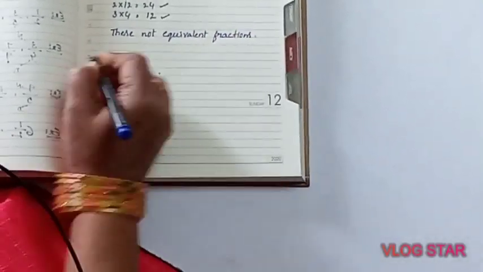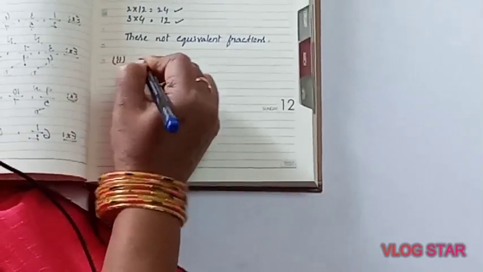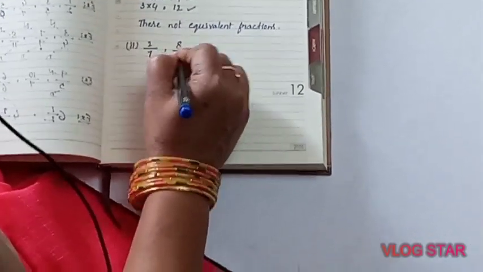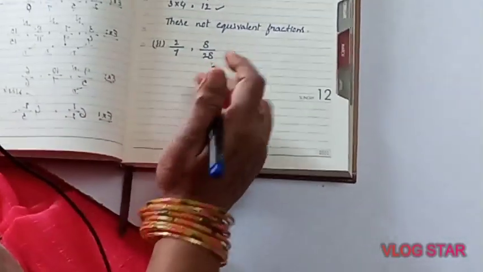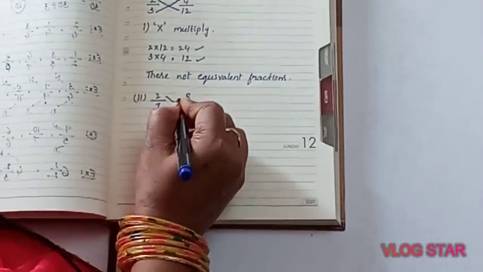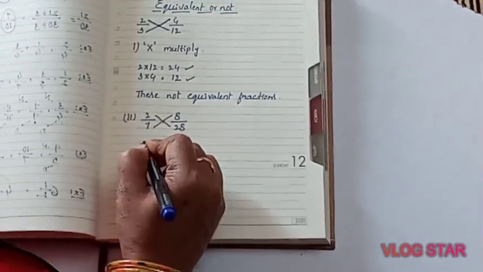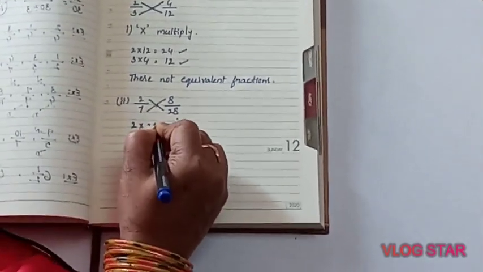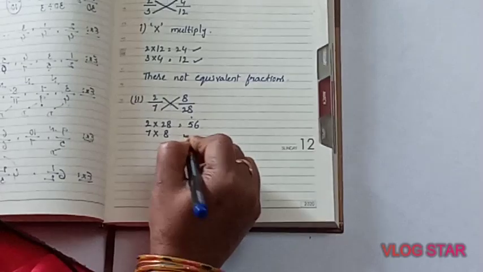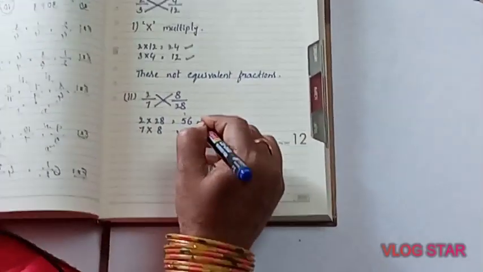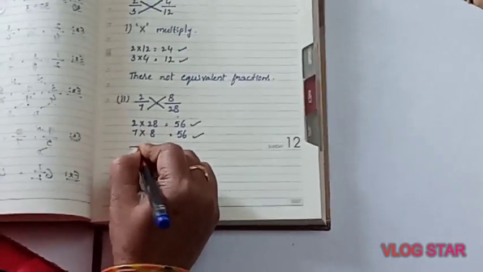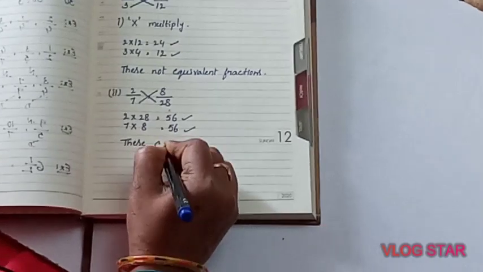We move on with one more example, that is 2 by 7 with 8 by 28. Now we apply the same formula. 2 multiplied by 28 and 7 multiplied by 8. So 2 into 28 is 56 and 7 into 8 is again 56. Here we got both the products the same, so we can conclude that these are equivalent fractions.